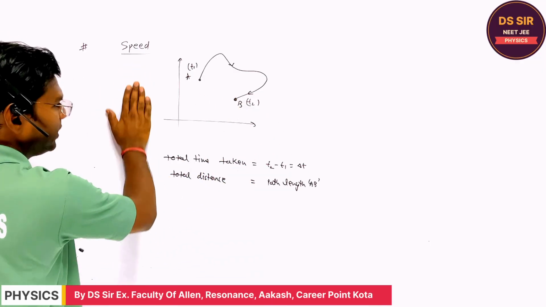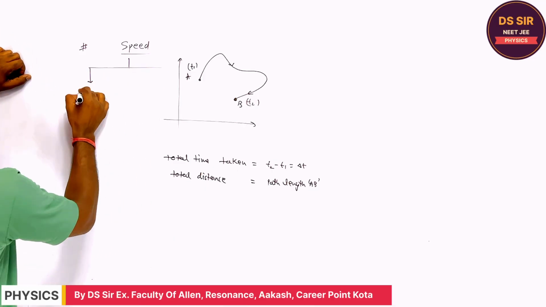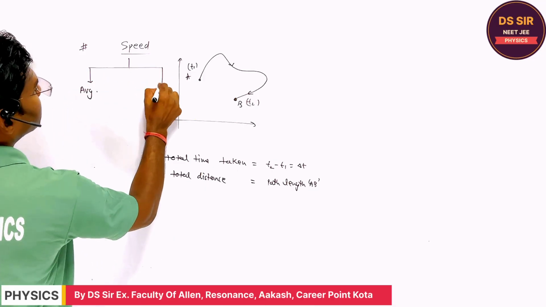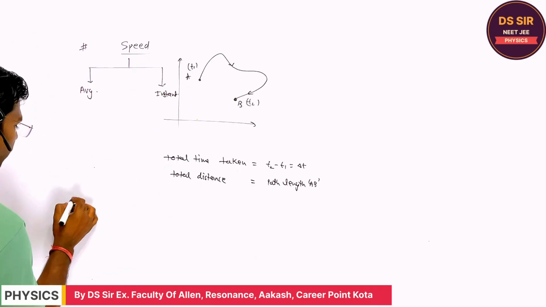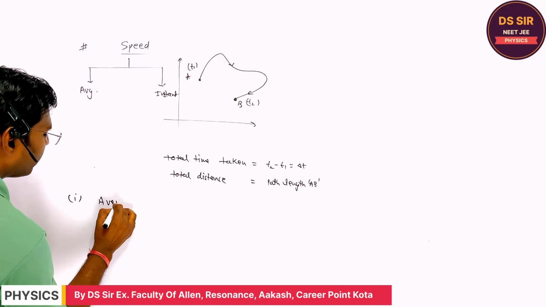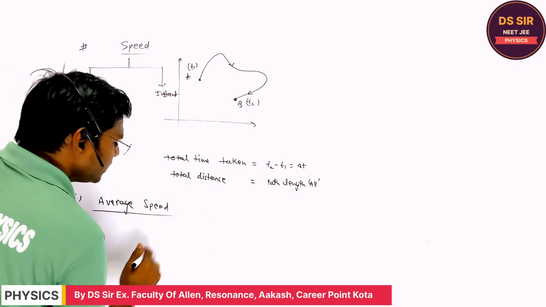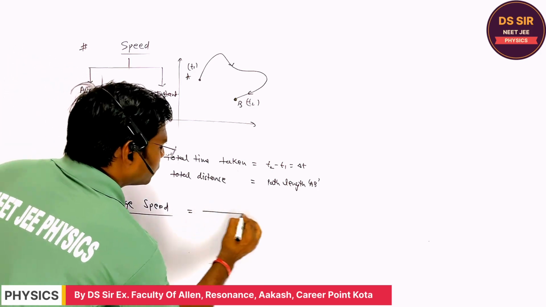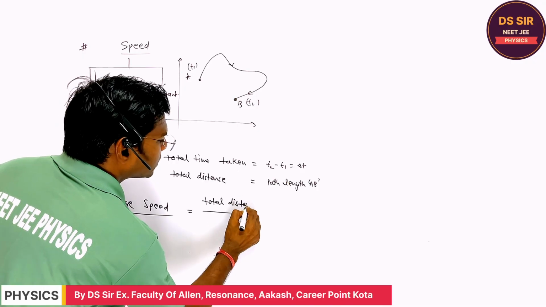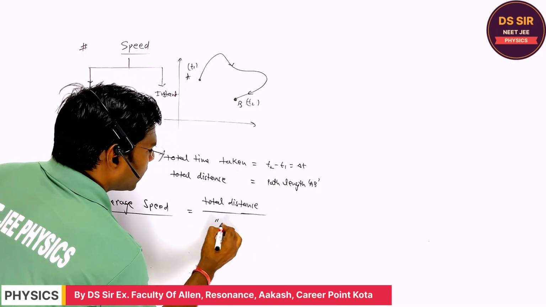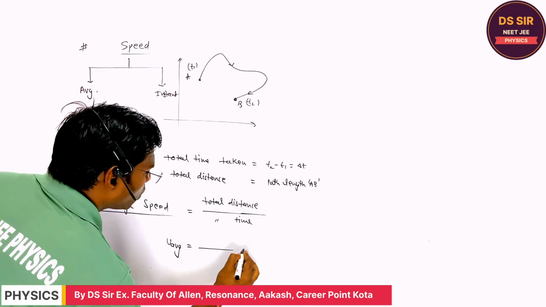Only I'm explaining this. The speed may be defined in two ways. First, the average. Second, the instantaneous. You understand or not? So first I'm explaining the average speed. All right. The average speed is defined as the total distance covered divided by total time. That's it.